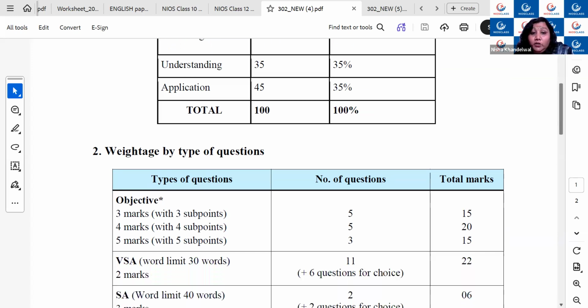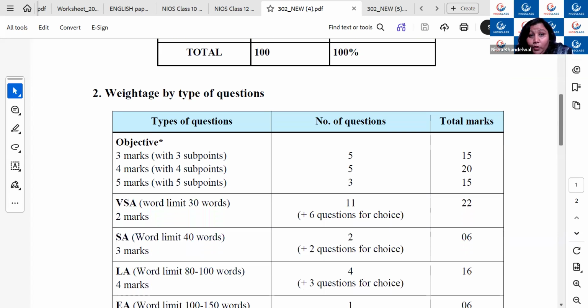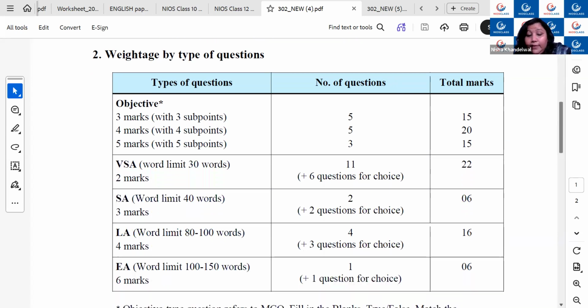Okay, now the weightage of questions is very, very important, because, as I told you, the paper is very, very lengthy. So how are you going to focus on that? Now we have 3 mark questions, 5 in number. 4 mark questions would be 5 again, and 5 mark questions would be 3. So you can check that: 15, 20, and 15. Then very short limit, like 2 marks, 11 questions you will get, but 6 questions would be for the choice. You need to attempt 11 only, that means the total number of questions would be 17, but you need to attempt 11 only.